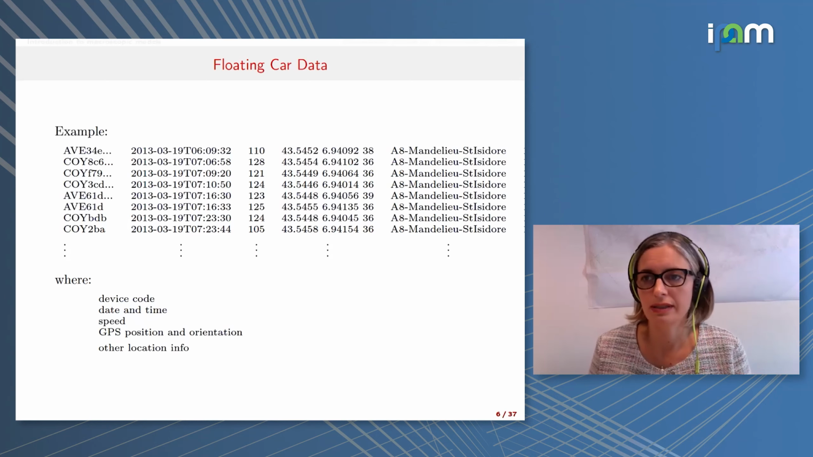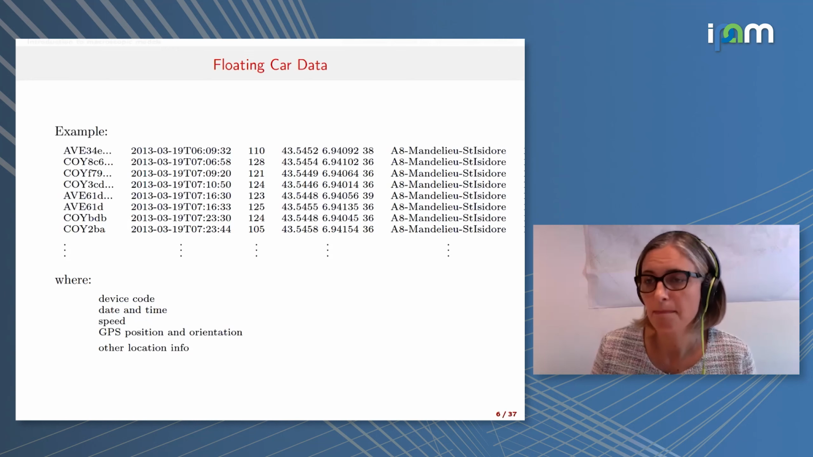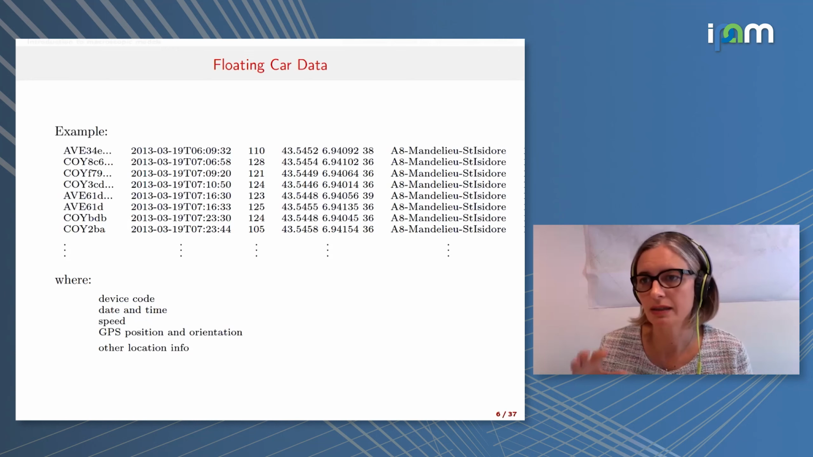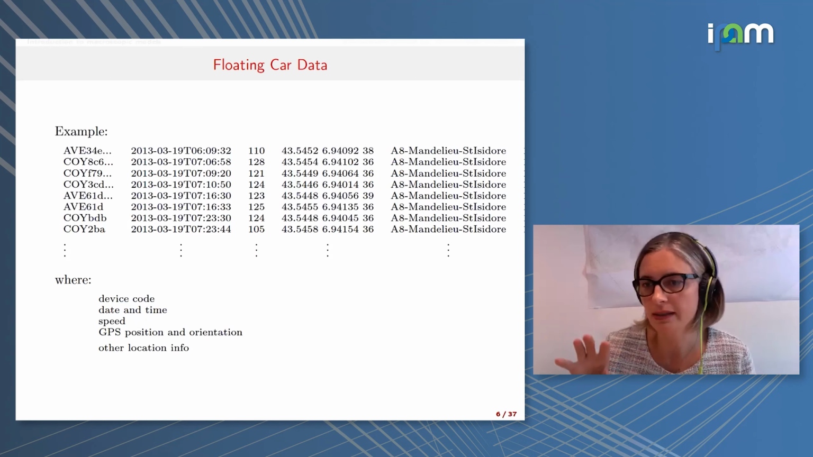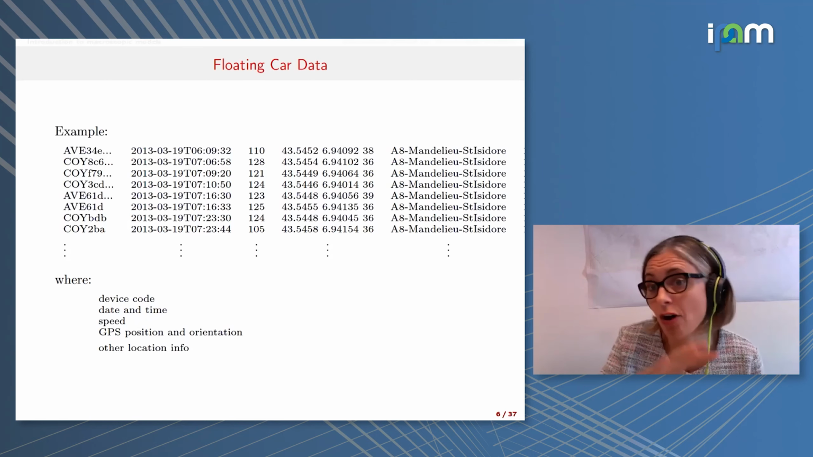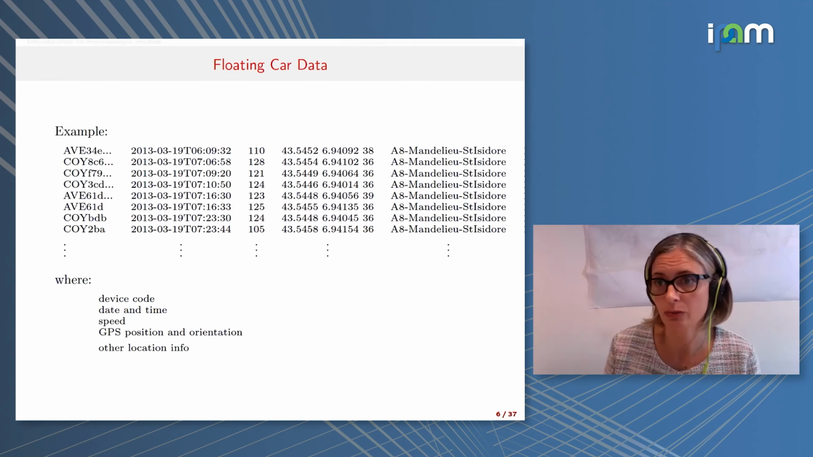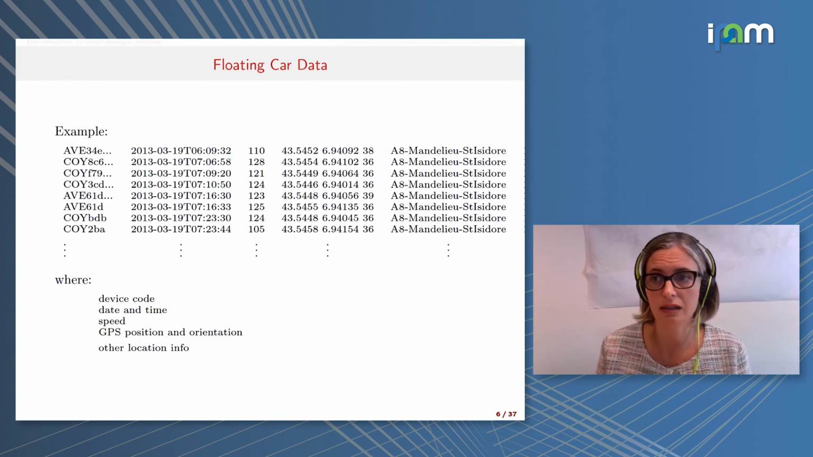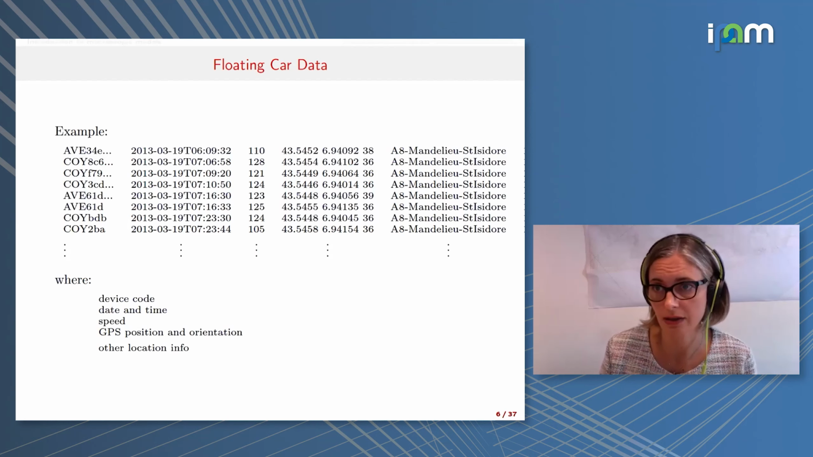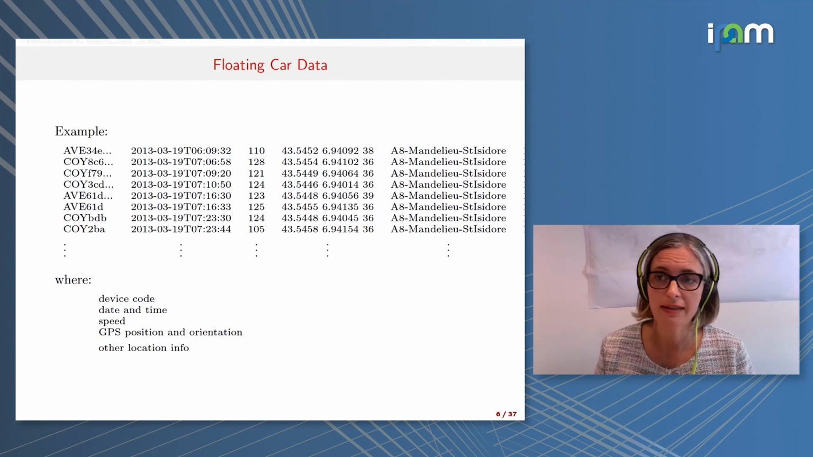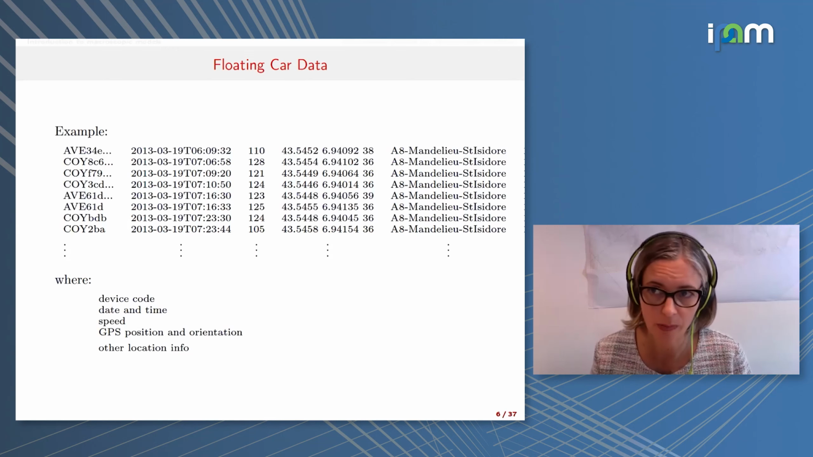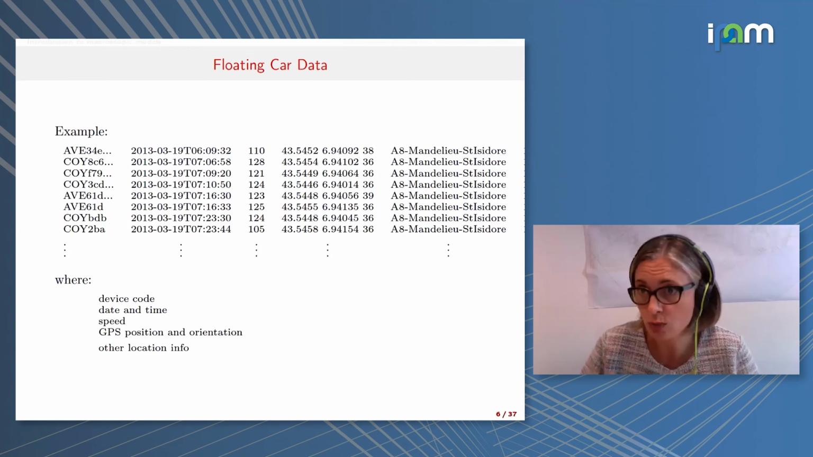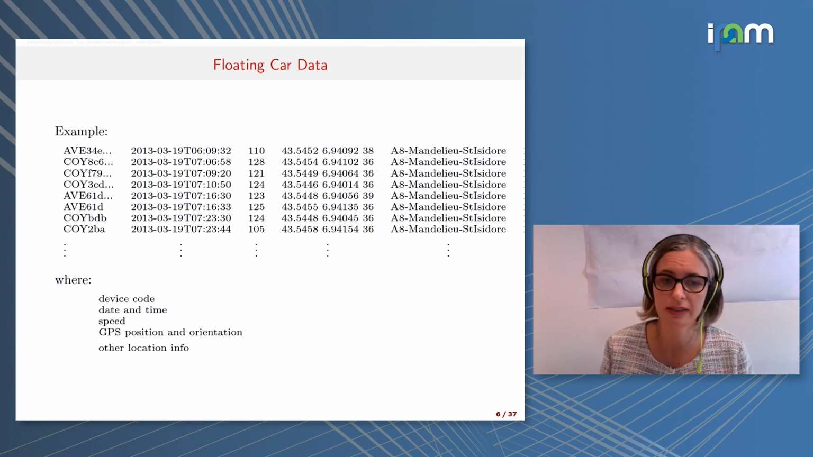So these are partial measurements, but they can be deployed on every point of the network as soon as there is some vehicle that is equipped with GPS running there. And we may expect that with the deployment of autonomous vehicles, there will be even more data of this kind.